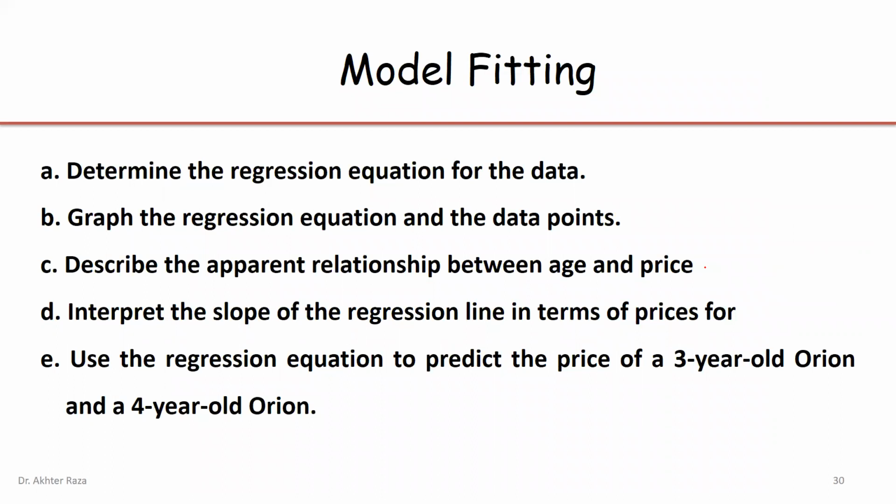The summary of these formulas is given here on this slide. Now model fitting. For the given data, we are going to fit the regression line. You have to graph the regression equation and the data points to obtain the errors, or get a perception of error. We have to plot both of the things. Then we have to describe the relationship between age and price. That can be done by correlation. And then the slope and the intercept are to be obtained.